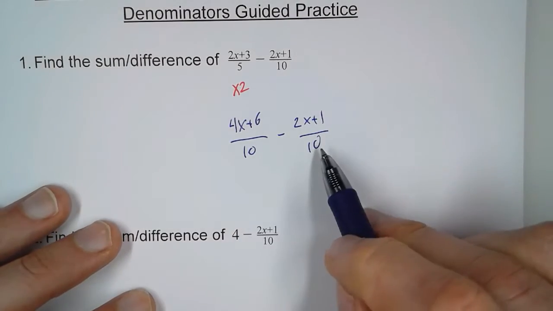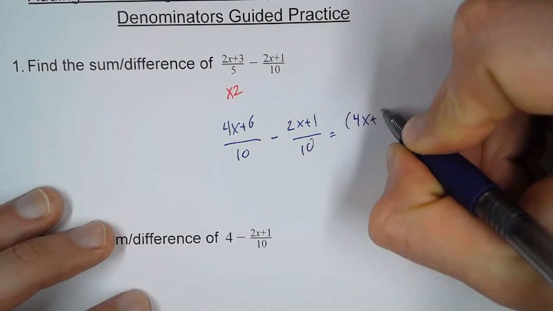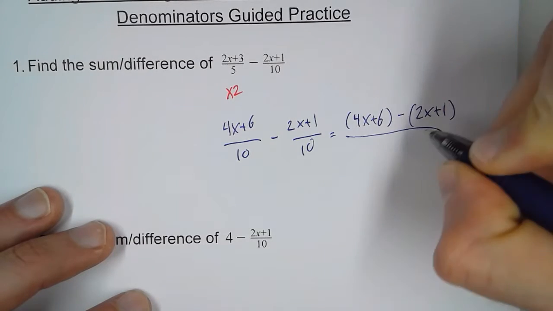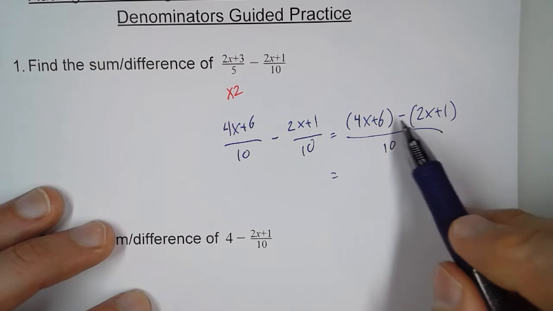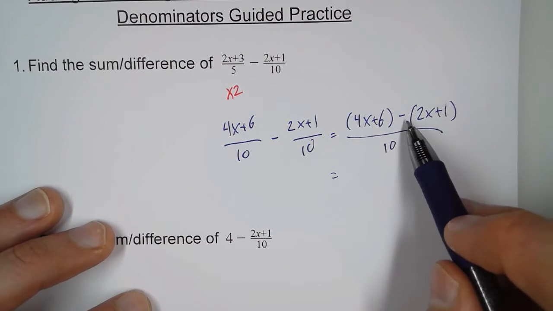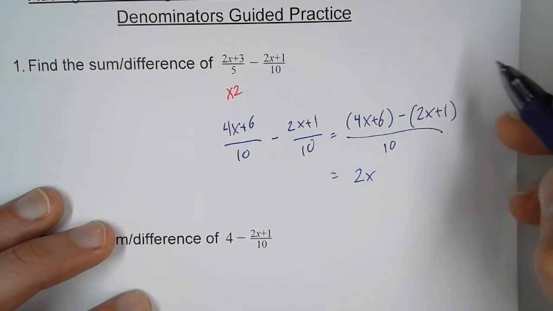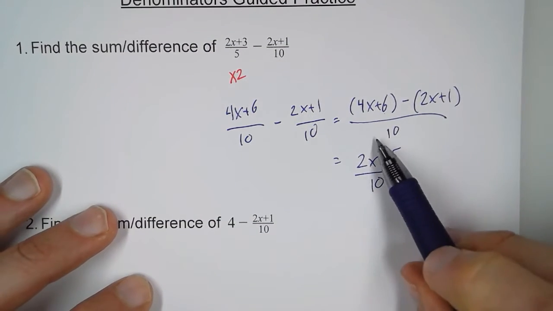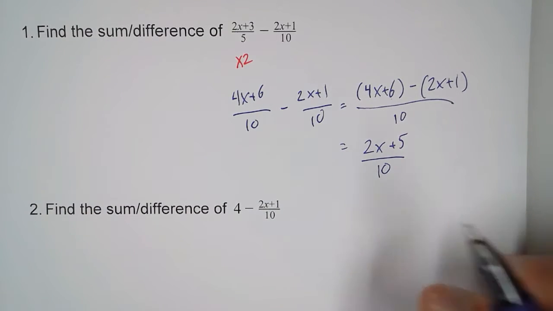Now that they have the same denominator, we can combine them. So it's the quantity 4x plus 6 minus the quantity 2x plus 1, all over 10. Now we're taking 4x and subtracting 2x because we have to combine like terms. So 4x minus 2x is 2x, and then 6 minus 1 is plus 5, all over 10. There's nothing we can take out of the numerator, so this is in simplest form.